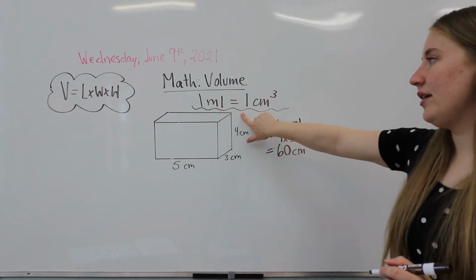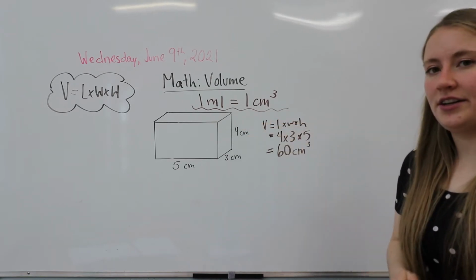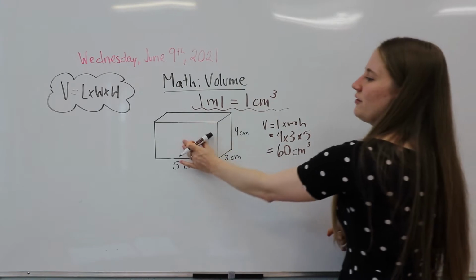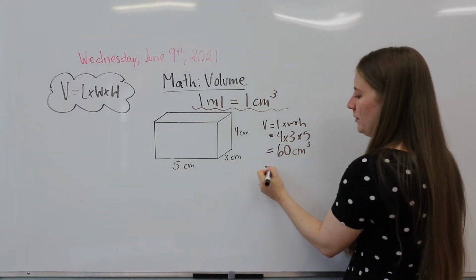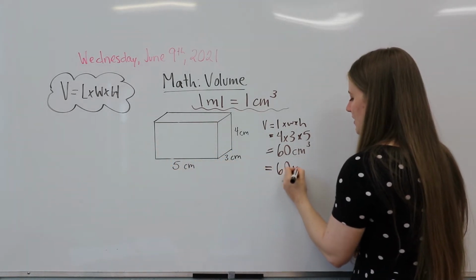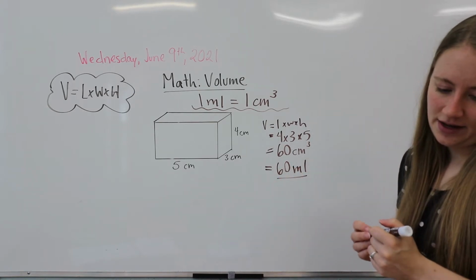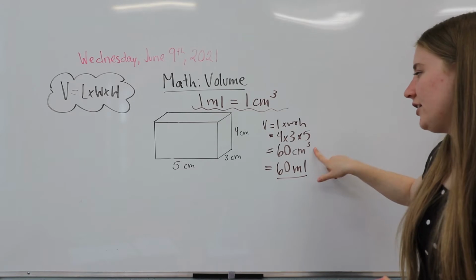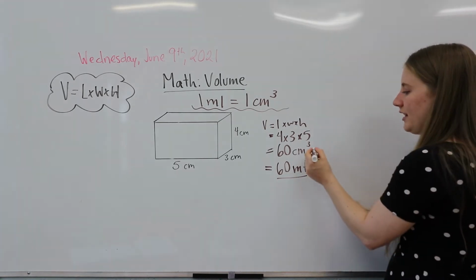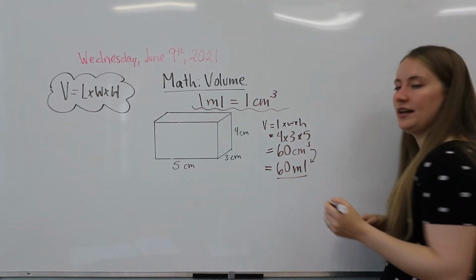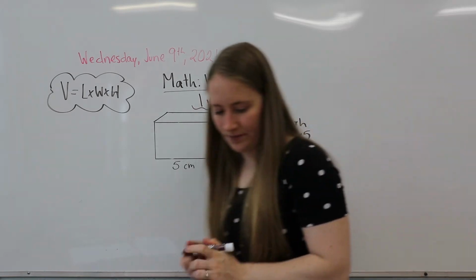And because we know that 1 milliliter is the same as 1 centimeter cubed, that means that if this was full of water, it would be worth 60 milliliters, okay? So do you see how that works? So we can take our cubic centimeters and convert them directly into milliliters, okay?